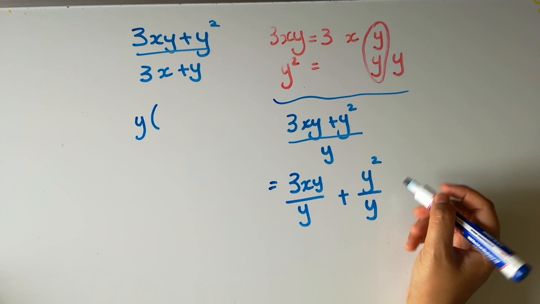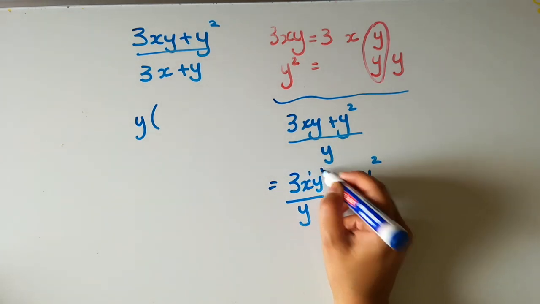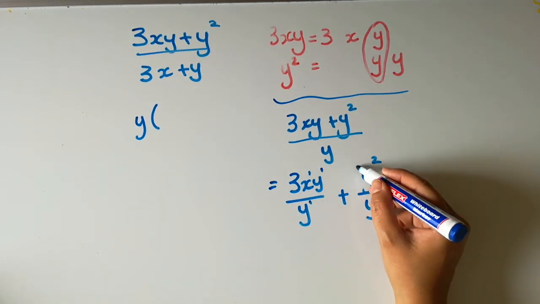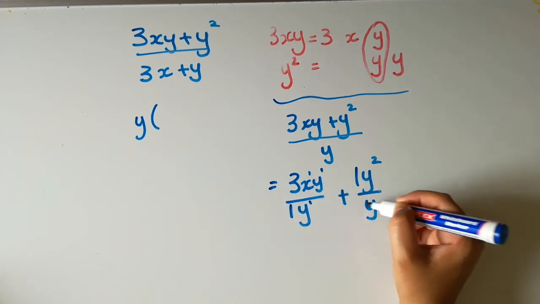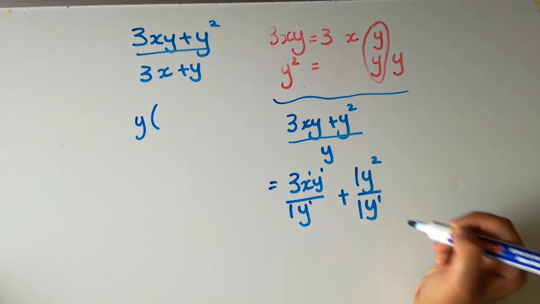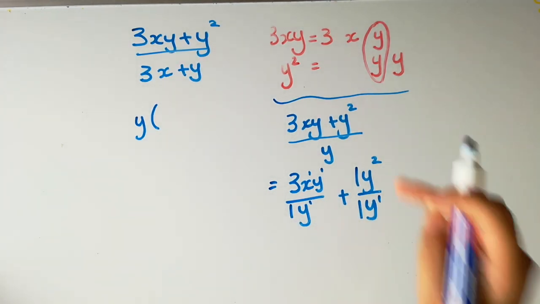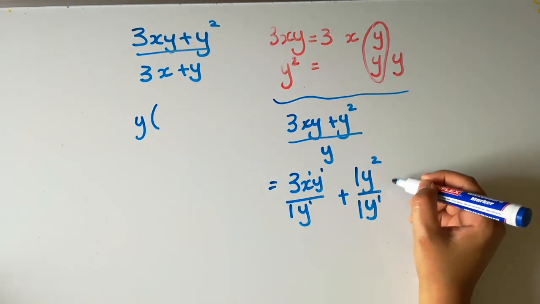Fill in the invisible numbers. There's a 1 there, a 1 there, and a 1 there. There's a 1y here, 1 is here, 1 here, 1y to the power 1. And now we can use SNL to divide.